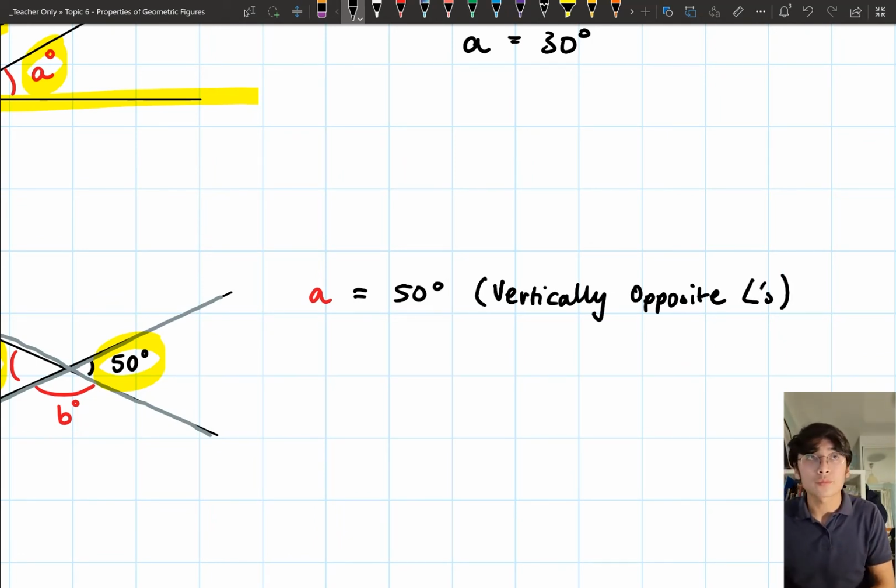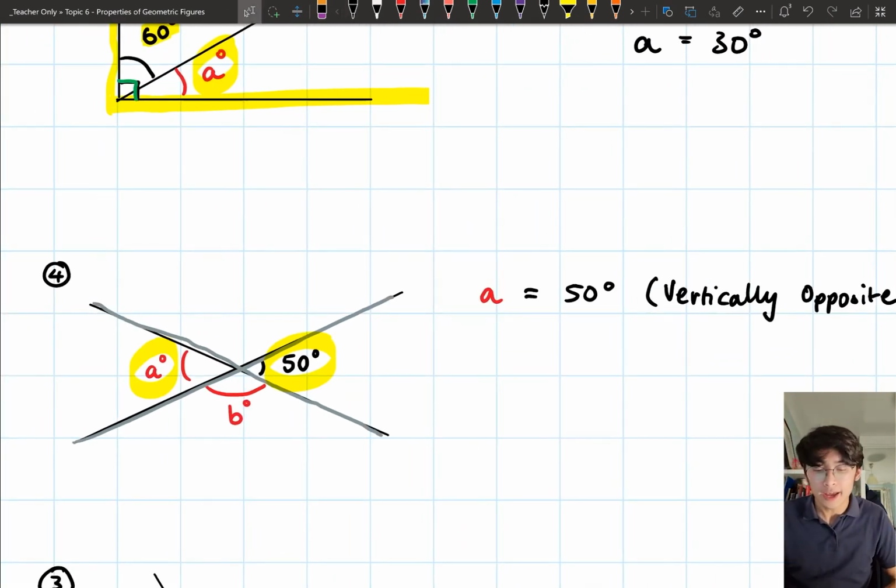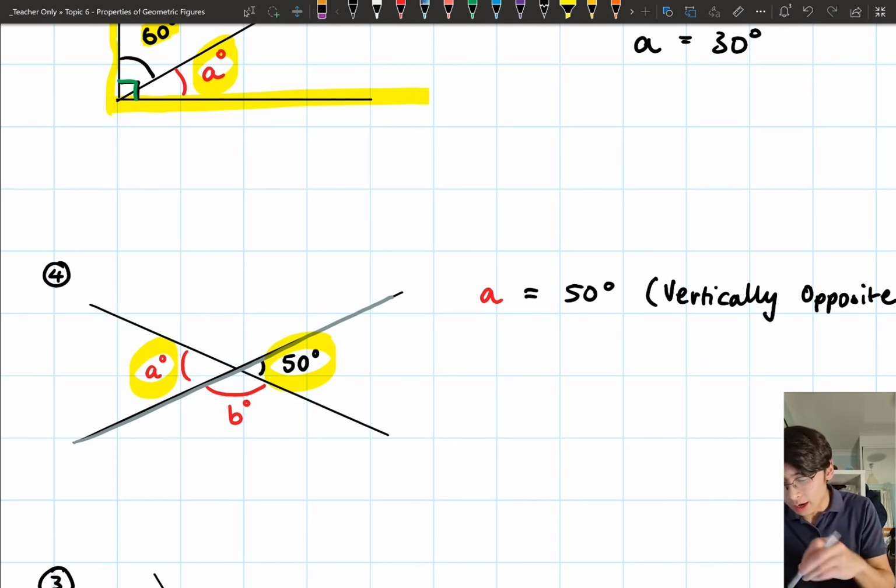Okay, so that's how we can find that particular first angle. Angle A is just 50 degrees. They actually make up that vertically opposite angle. Now the second thing that I want to do is find the angle B.